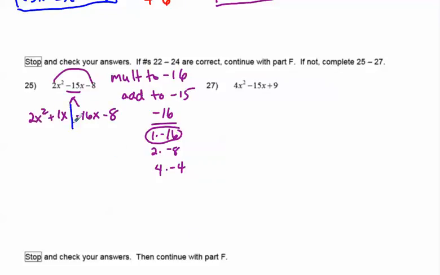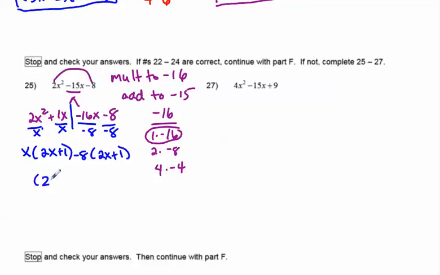Alright, then split them in half, and these two have a common factor of x. So when I factor out the x, I get 2x plus 1. And these two have a common factor of negative 8. So factor out the negative 8, and I have 2x plus 1. So the inside is a factor, 2x plus 1. And that's being multiplied by x and by minus 8.